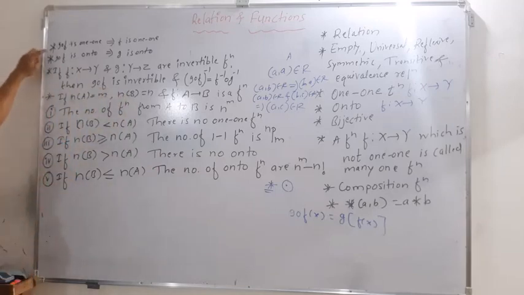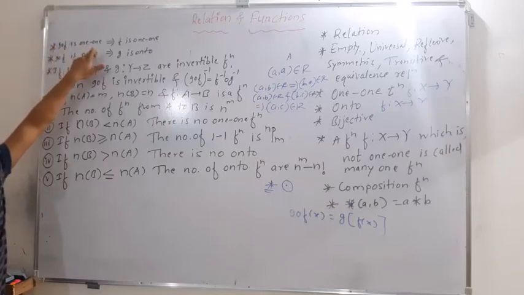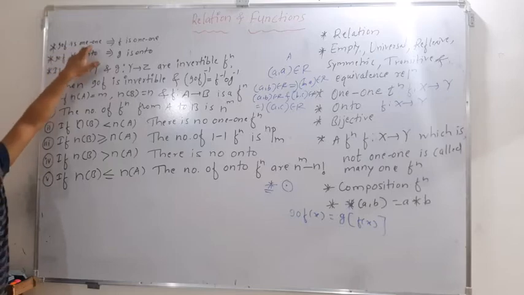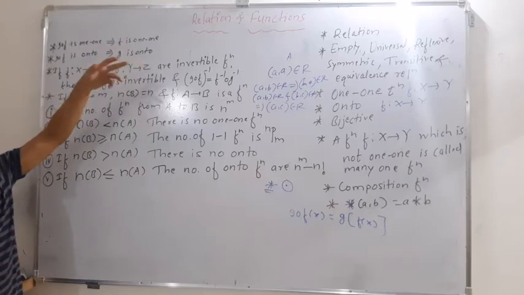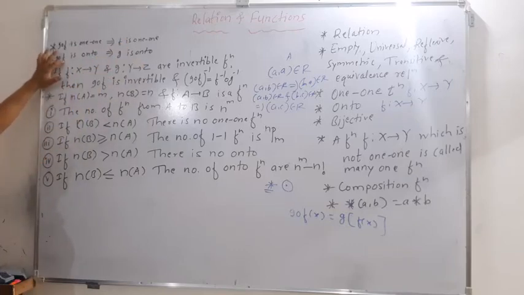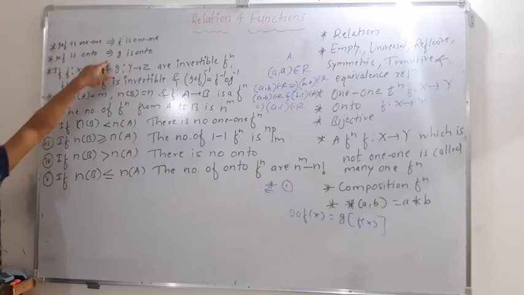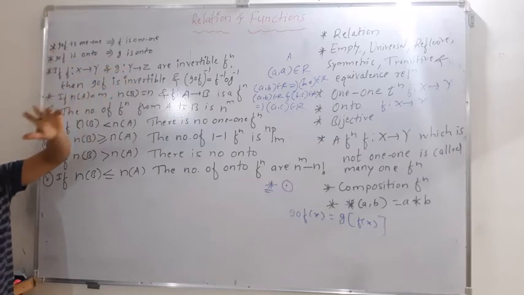The first point is, if G composition F is 1-1, then that implies F is 1-1, not G. At the same time, if G composition F is onto, then here it is reversed: G is onto, not F.